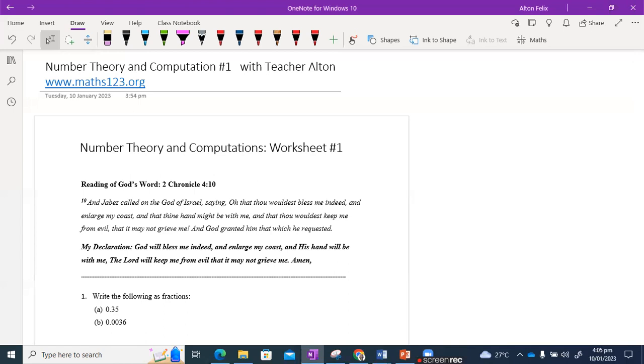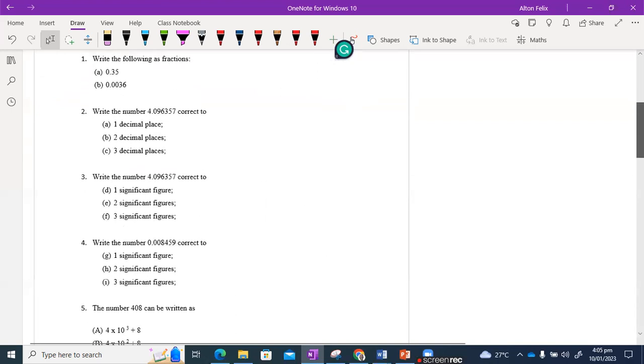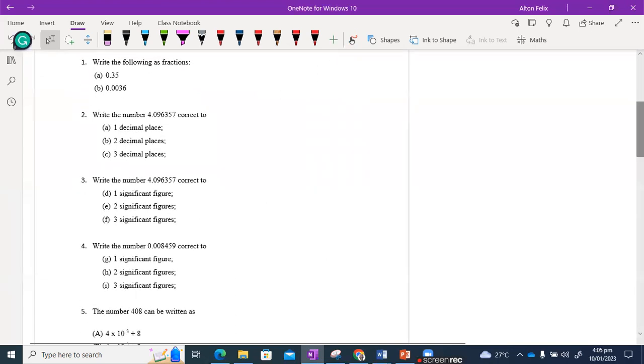www.maths123.org, we begin with question number 1, which is asking us to write a couple decimal numbers as fractions. So the very first question says write 0.35 as a fraction.